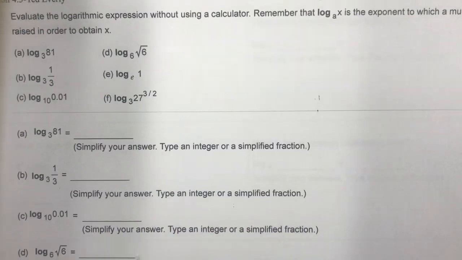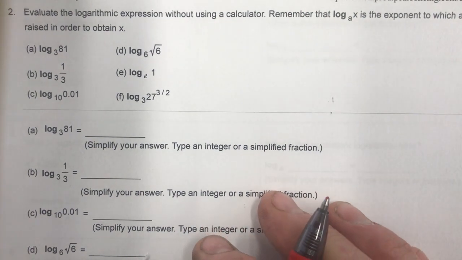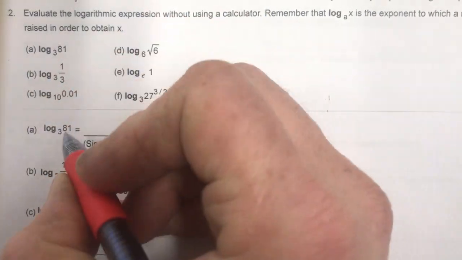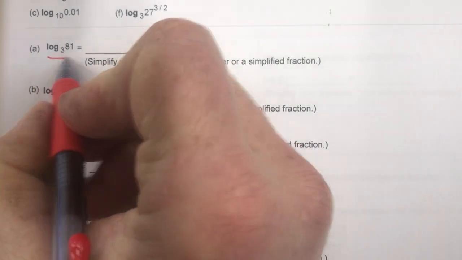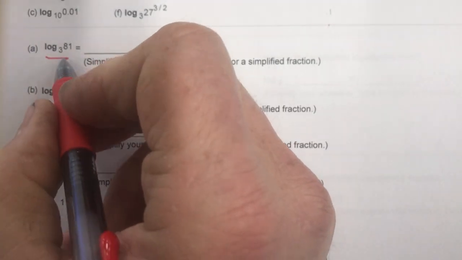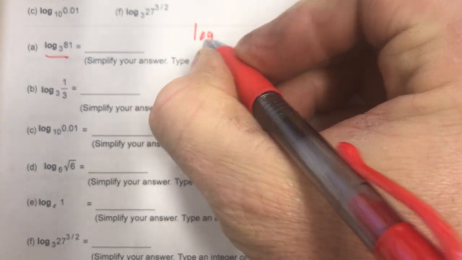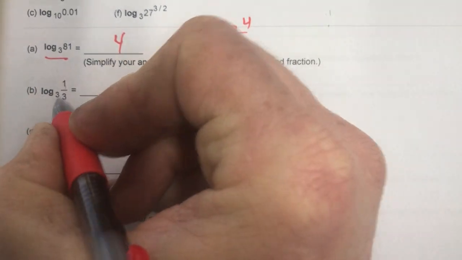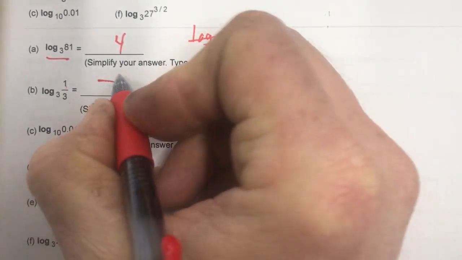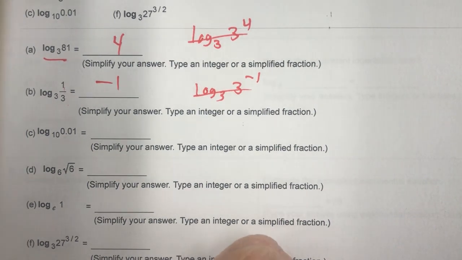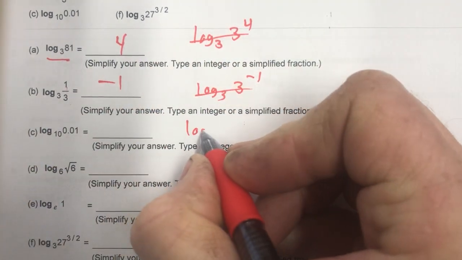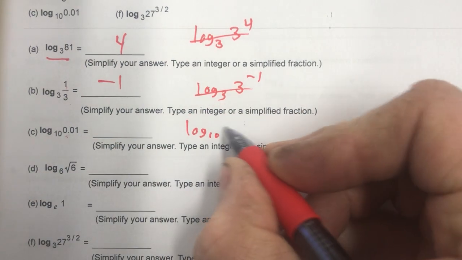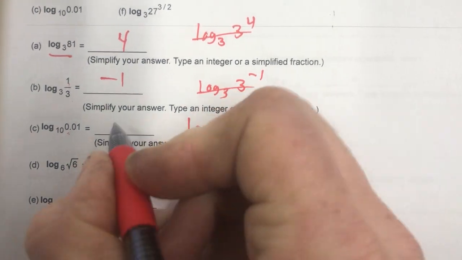All right, going on to number 2, similar type stuff. Log base 3 of 81. The base is 3, the argument is 81. I know that 81 is 3 to the 4th power, so these cancel, it's just 4. Log base 3 of 1/3, that's 3 to the negative 1 power, so that's negative 1. Right here, log base 10 of 0.01 is 10 to the negative 2 power. These cancel, that's negative 2.